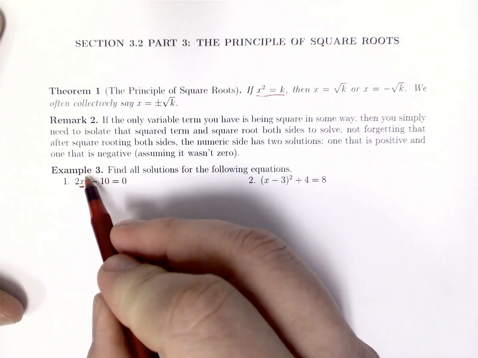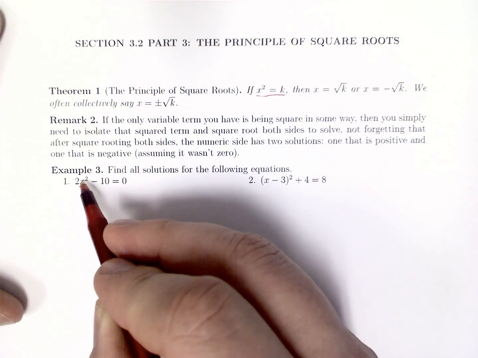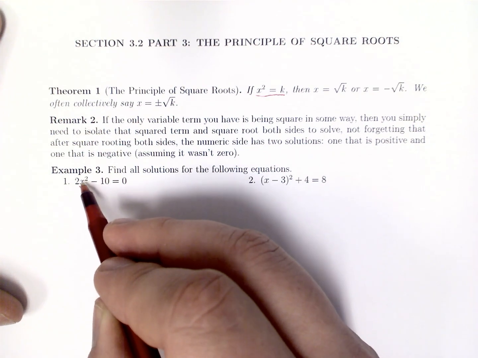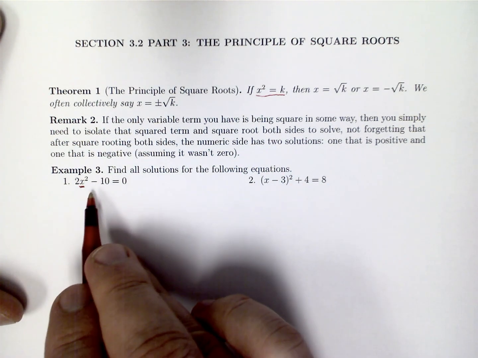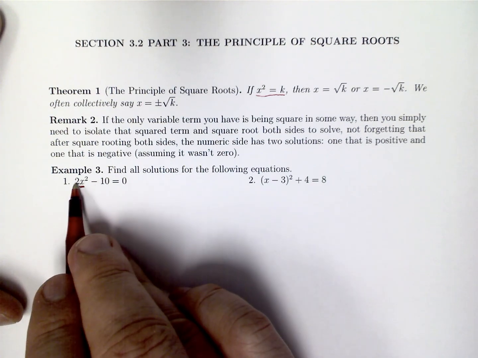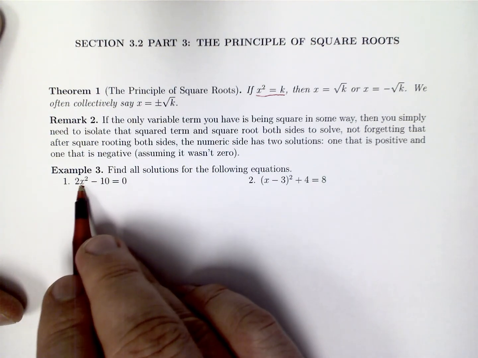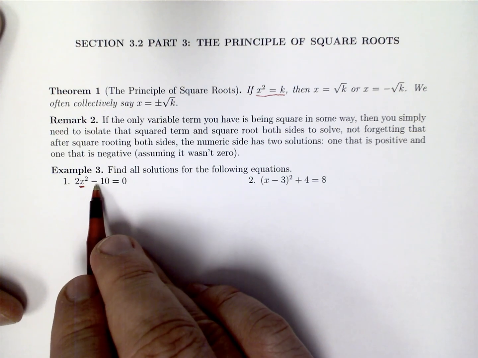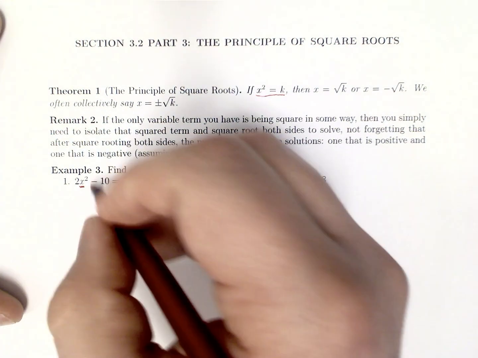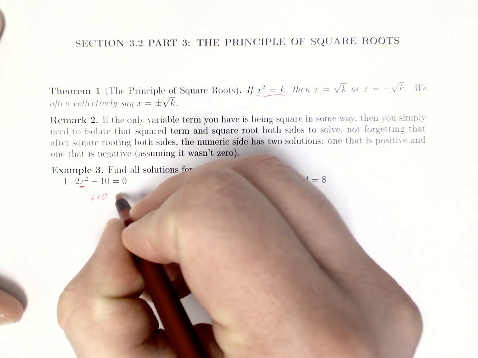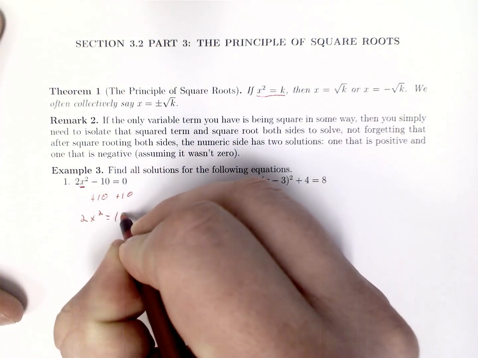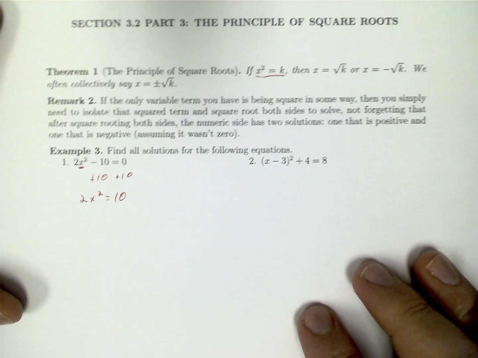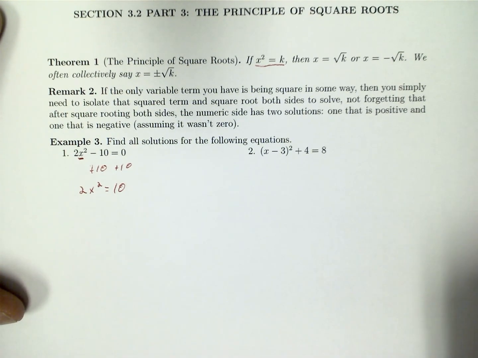Okay, so whatever's being squared, the variable, or whatever, if there's a square, then a variable inside, then we have to isolate whatever that is. So in this case, this is the squared term, so how do I isolate? That means solve for x squared. Well, I'm going to add 10 to both sides. And then we have 2x squared equals 10.